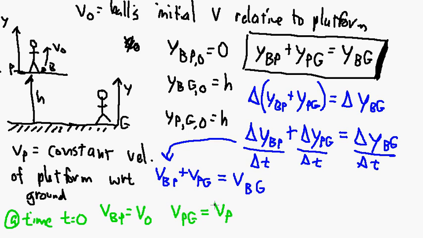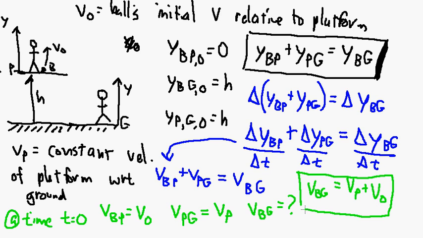So at time t equals 0, what is the velocity of the ball with respect to the ground? We don't know. Well, actually we do. We can take this equation, vbp plus vpg equals vbg. vbg is what we want to find. We know vpg, and we know vbp. So we know the ball's initial velocity with respect to the platform. We know the platform's velocity with respect to the ground. We can find the ball's velocity with respect to the ground. So velocity of ball with respect to the ground equals these two things added up, so vp plus v naught. And that gives us the ball's initial velocity with respect to the ground.